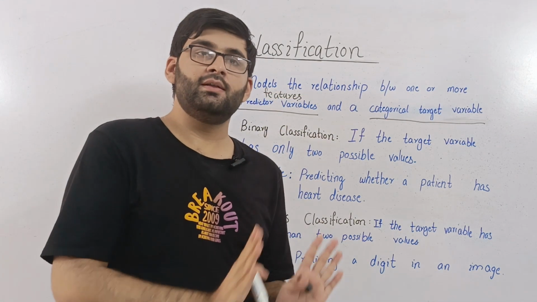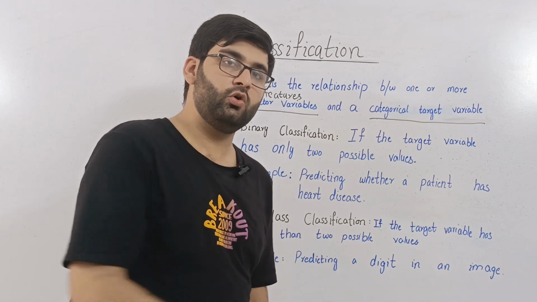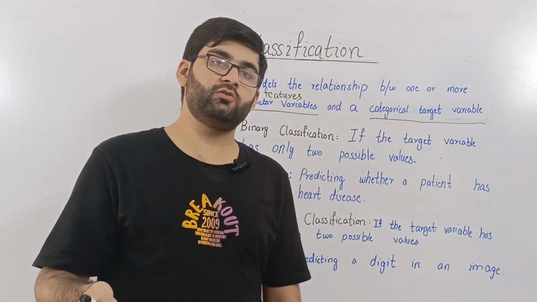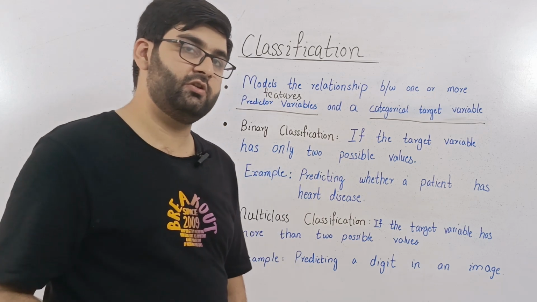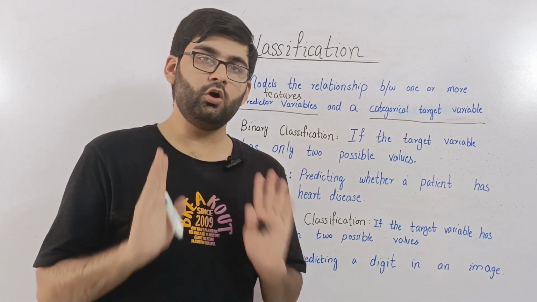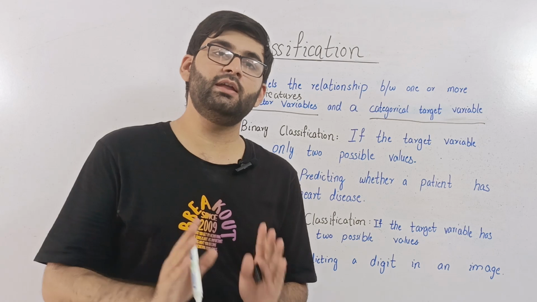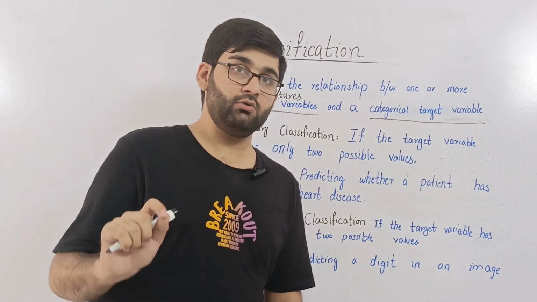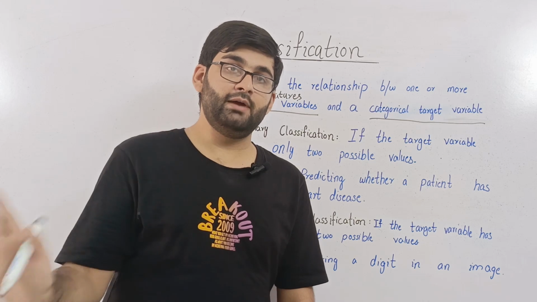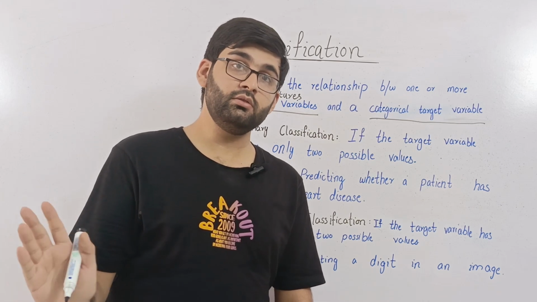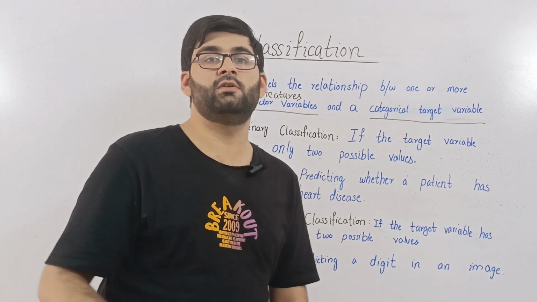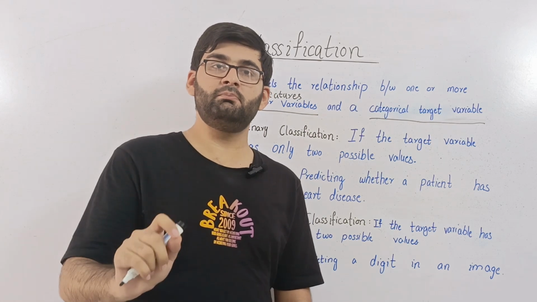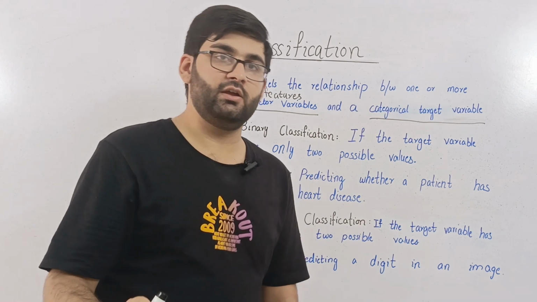Now in case the target variable can have only two possible values, then this type of classification is called binary classification. For example, if we want to predict whether a person has heart disease or not, how many possible outcomes are there? Whether the person has disease or he does not have disease. Only two possible outcomes. Thus, this is an example of binary classification.